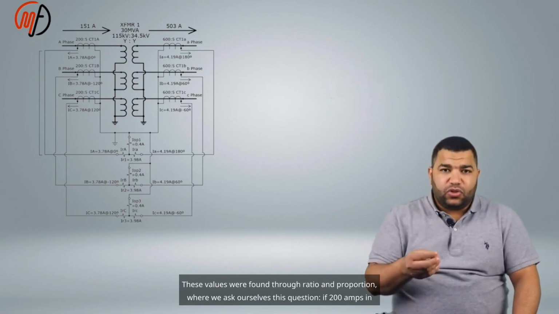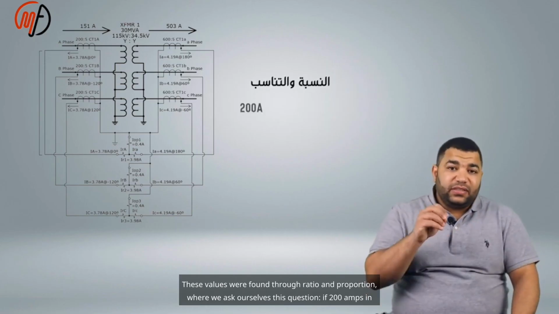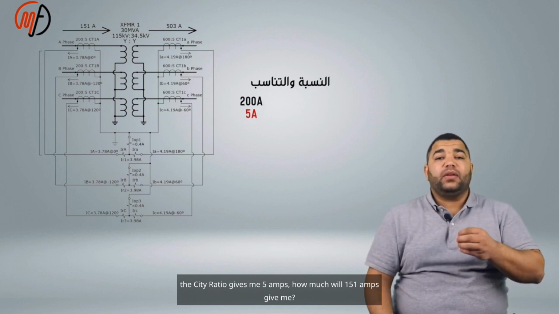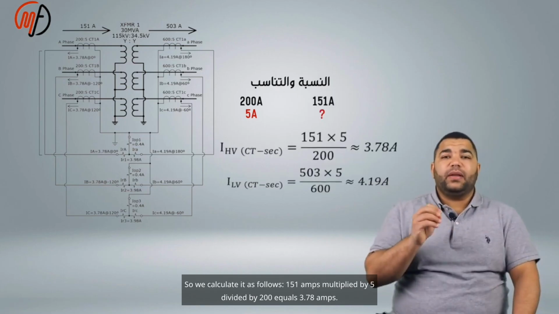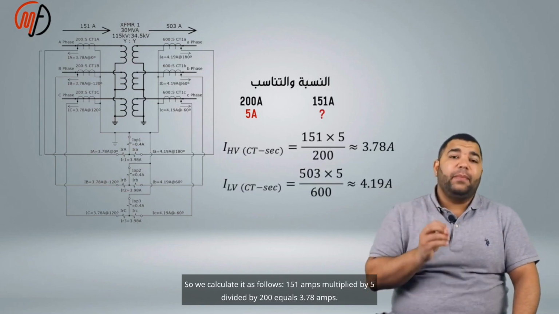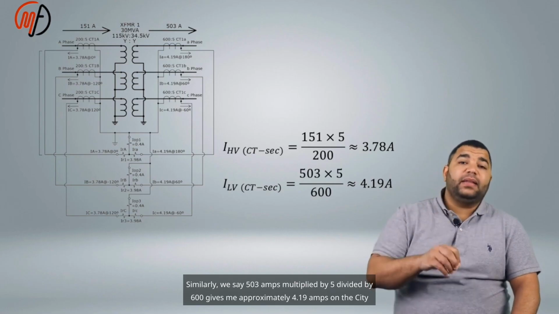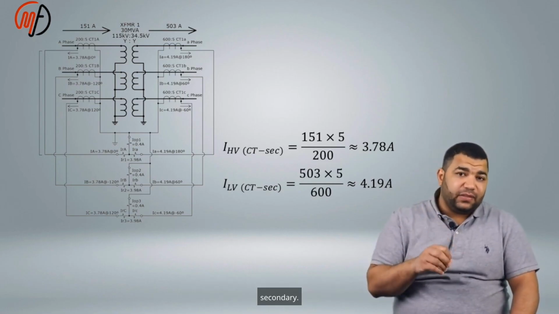These values were found through ratio and proportion, where we ask ourselves this question: if 200 amps in the CT ratio gives me 5 amps, how much will 151 amps give me? So we calculate it as follows: 151 amps multiplied by 5 divided by 200 equals 3.78 amps. Similarly, 503 amps multiplied by 5 divided by 600 gives approximately 4.19 amps on the CT secondary.